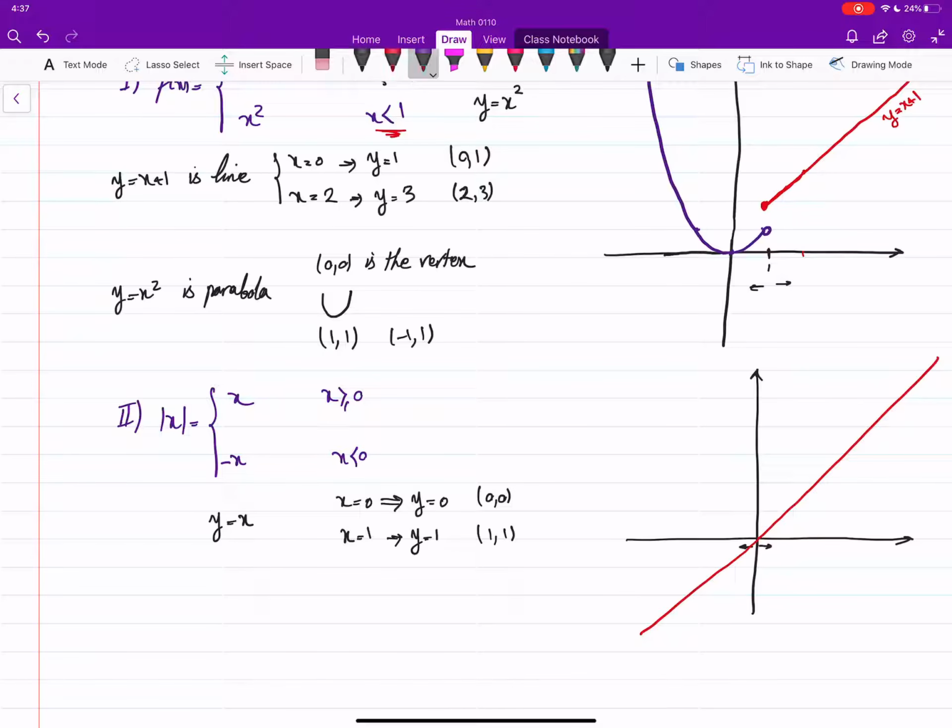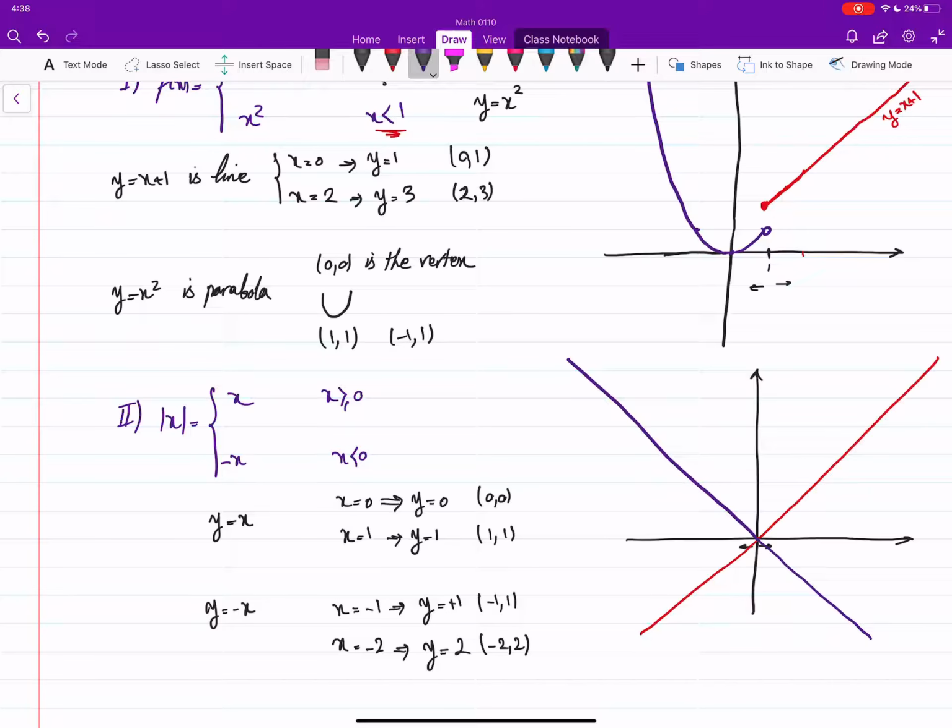The expression 2, this is y equal to negative x. This is the famous line. So if I plug negative 1, y is negative of negative 1, so y is 1. So negative 1 and 1, somewhere there, and x equal to negative 2 gives us y equals to 2. So negative 2 and 2 is also another point. So if you do this, you get a sketch of this line.